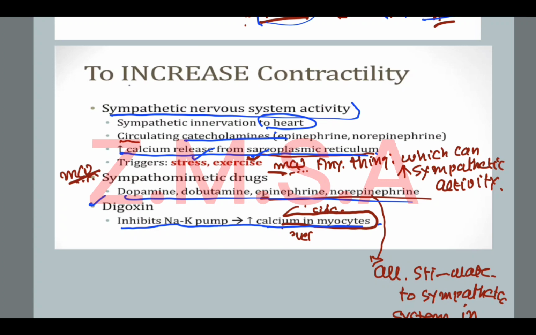One more important concept: when cyclic AMP increases, it activates protein kinase A. Activated protein kinase A leads to phospholamban phosphorylation, which activates the ATPase and increases calcium storage in the sarcoplasmic reticulum. This is also an important phenomenon. Sympathomimetic drugs, dopamine, epinephrine, norepinephrine, can increase the contractility. Digoxin inhibits the sodium potassium ATPase pump and increases calcium in the myocytes. When digoxin blocks the sodium potassium ATPase, intracellular sodium increases, sodium calcium exchange activity decreases, intracellular calcium increases, and contractility of the heart increases.